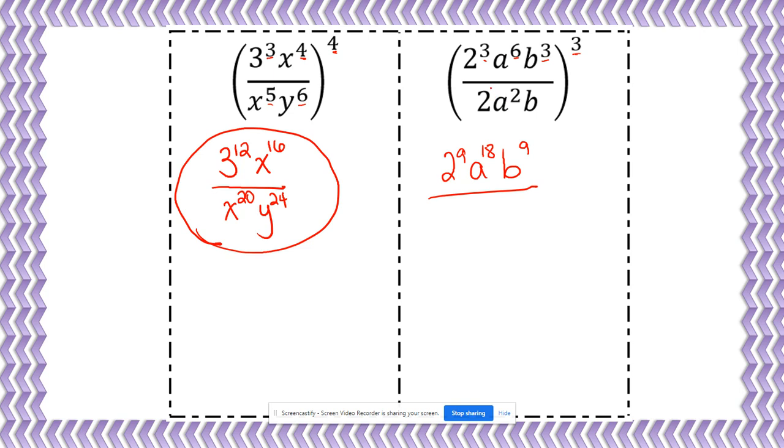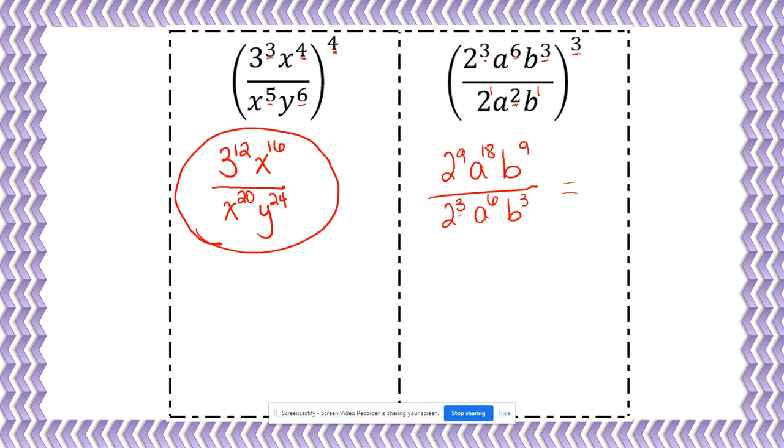over 2 has an invisible exponent of 1, so I do 1 times 3 to get 2 to the 3rd. Then this exponent of 2 times 3, so that's a to the 6th. B also has an invisible exponent of 1, so that's 1 times 3, which gives me b to the 3rd. Now, what I notice here is that I have all like bases in my numerator and denominator. So I'm going to remember my quotient rule, which says when I have like bases and they're being divided, I'm going to subtract my exponents.